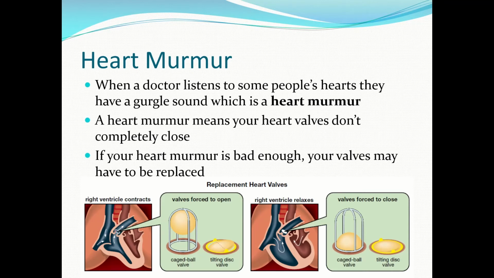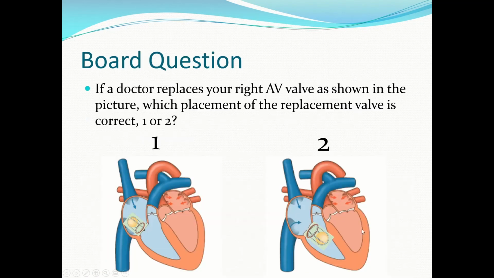So you place it right there on your heart, and you want to place it so that it's sort of in this direction, and when it's like this, blood can flow through, right? But when it's like this, there's no backflow of blood. Okay. So this question came up on the diploma, and it talked about placement of a heart valve. If a doctor replaces your right AV valve, as shown in the picture, which placement of the replacement valve is correct, 1 or 2?